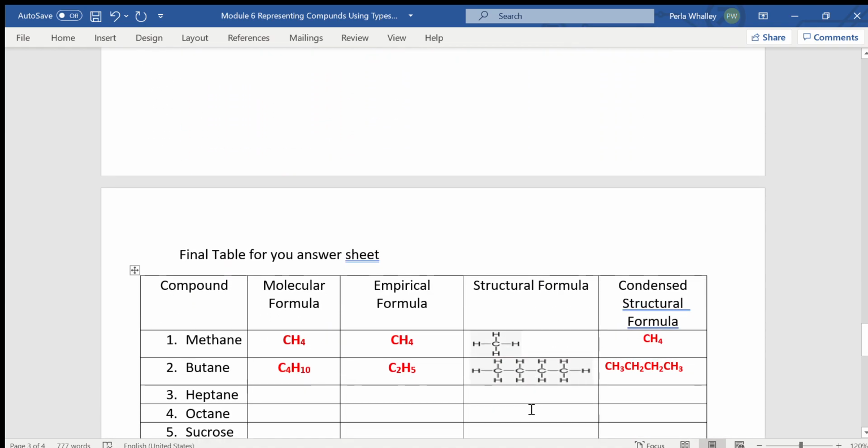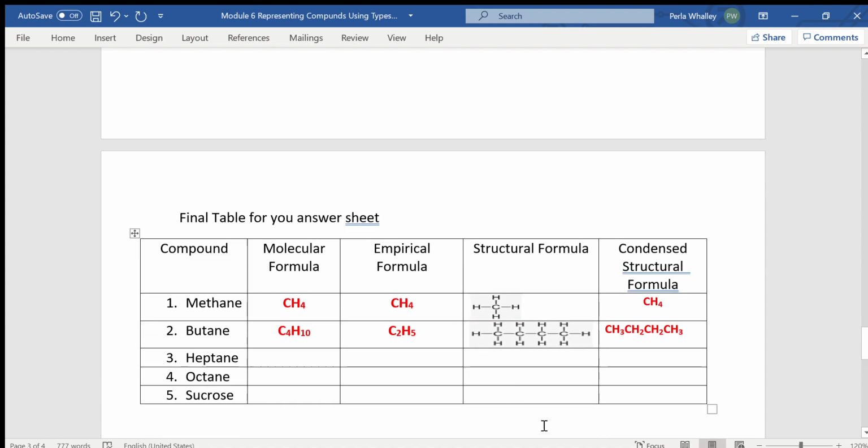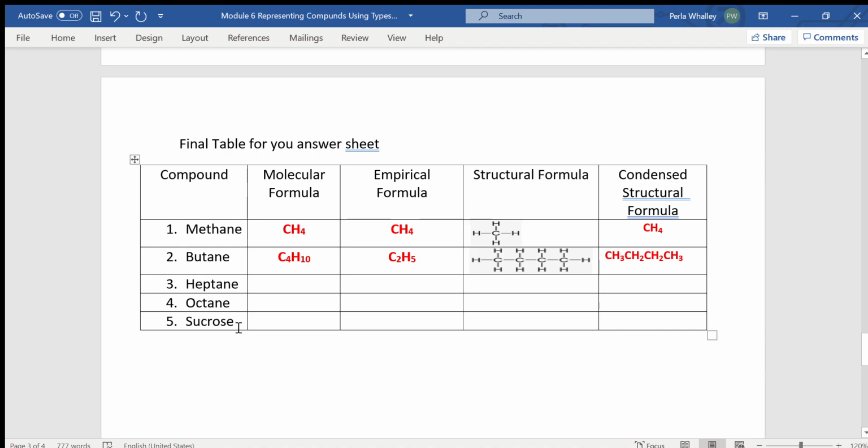Okay, so this is your final table for your answer sheet. So all the other tables there is added here. Now this is the complete one. So you have the molecular formula, the empirical formula, the structural formula, and the condensed structural formula. So all you need to answer are these three remaining numbers, 3, 4, and 5.